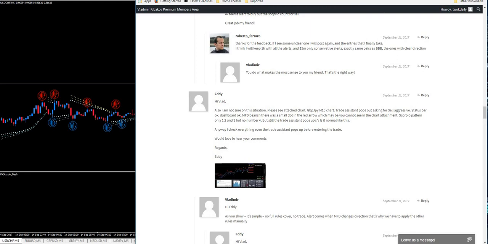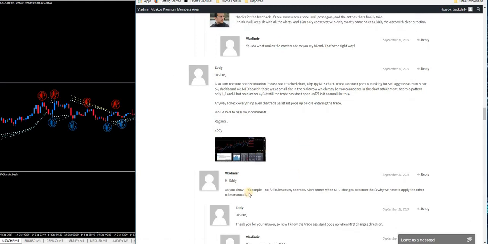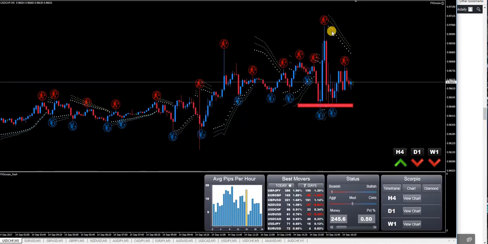All right, the trade assistant will pop up anytime the arrows line up, I believe. As you show, it's simple. No 4 rules covered. No trade. Alert comes when MFD changes direction. That's why we have to apply other rules manually. So again, that pop-up comes based on this, from what I understand.